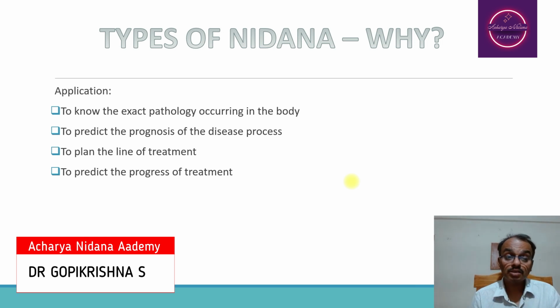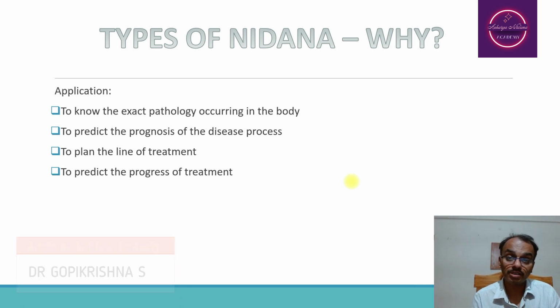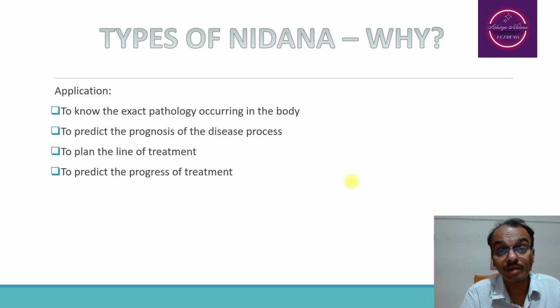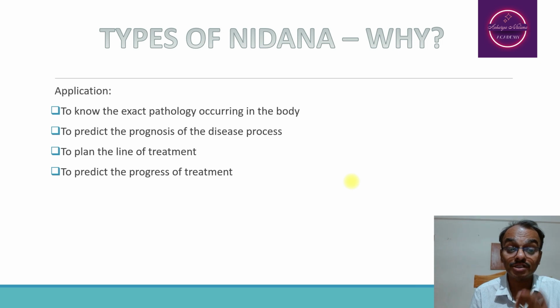So when you give the treatment, if the pathogens are 10 in number, that may require a milder form of treatment, whereas 100 pathogens entering the body may require a somewhat more intense treatment when compared to the milder form of entry of pathogens. In case of 1000 pathogens, we require an even more intense line of treatment. Thereby we are able to predict the prognosis of the disease, that is, whether the disease may be curable.